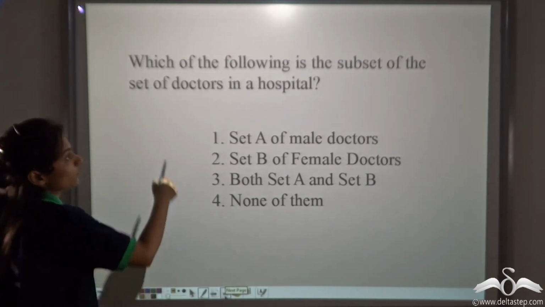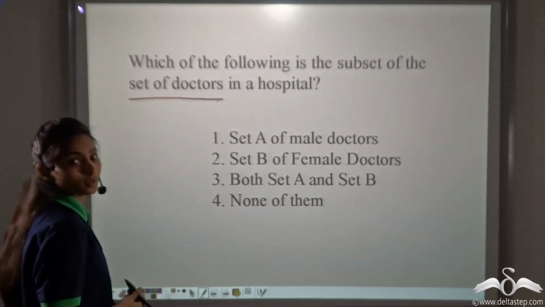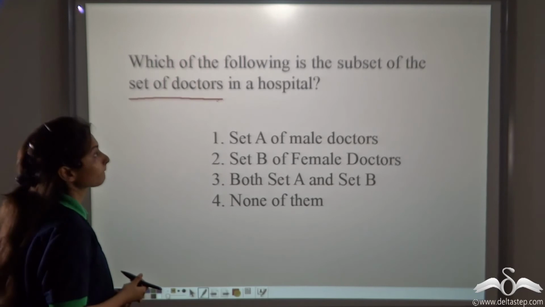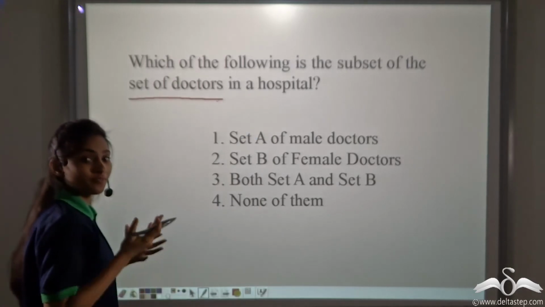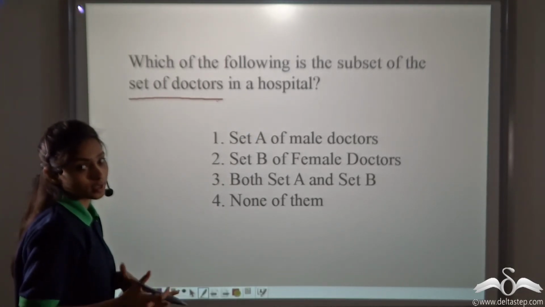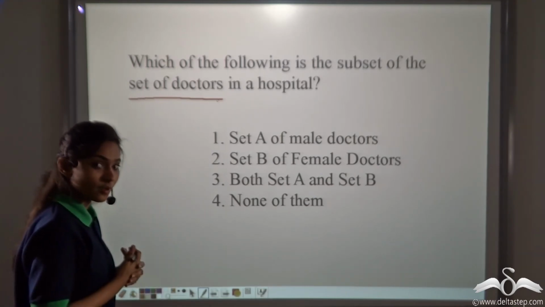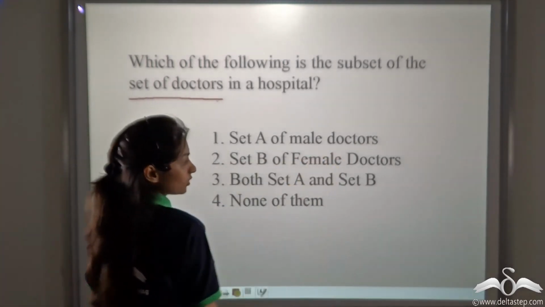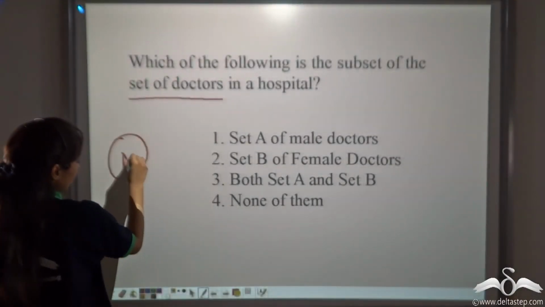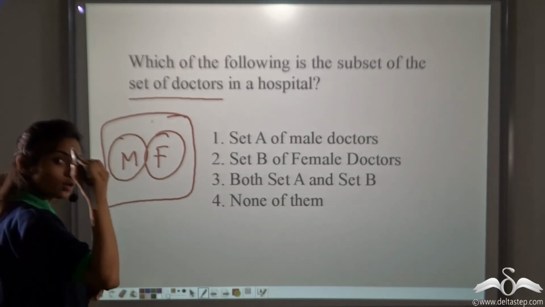Now answer this. Which of the following is the subset of set of doctors in a hospital? Tell me the answer. Well, the set of doctors in a hospital may be a set of female doctors and a set of male doctors, and the set of doctors in a hospital will be both set of male doctors as well as set of female doctors. So what are the subsets of this set? Set A of male doctors, well, it is a subset of the set of doctors. Well, let's draw it. This is a set of male doctors and this is a set of female doctors. Now this is the set of complete doctors in our hospital.